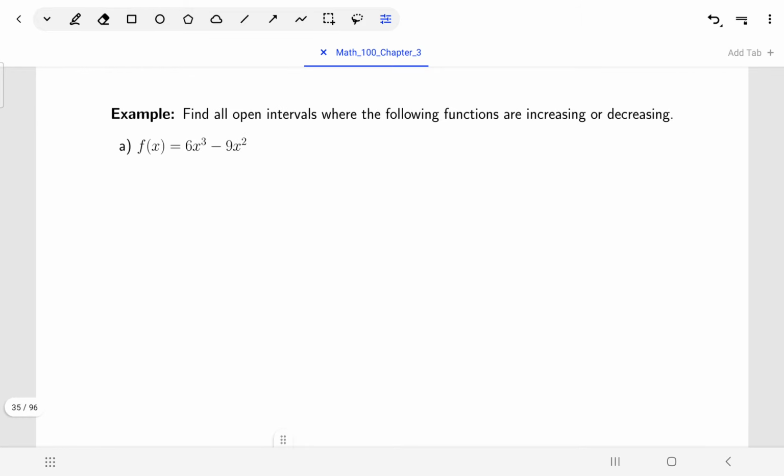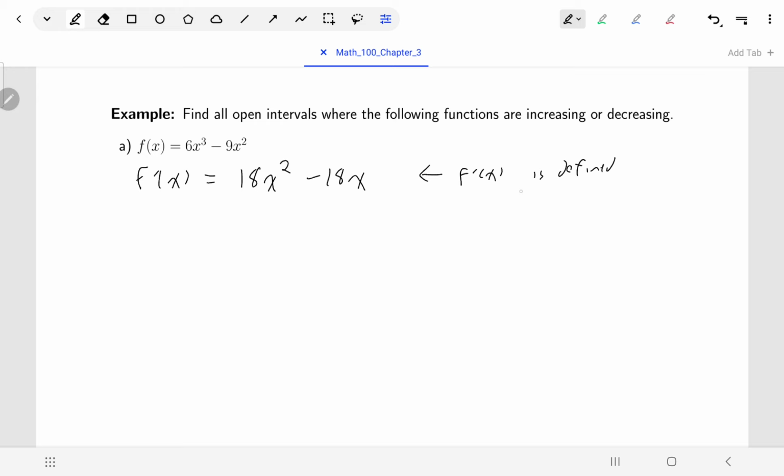So let's start with this one. We want all the open intervals where this function is increasing or decreasing. So first thing I'm going to do is find all my critical numbers. And I know for finding critical numbers, I'm going to first find my derivative. So when I do that, power rule says 6 times 3, the power would come down to give me 18, and the power would get reduced by 1. For 9x squared, the power comes down, 9 times 2 is also 18, and the power gets reduced by 1. I know that definitely there are no places where the derivative does not exist. So definitely my derivative is defined everywhere, so I don't have to worry about those kind of critical numbers.